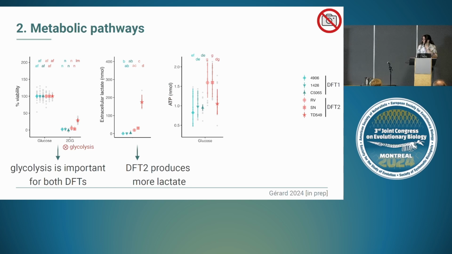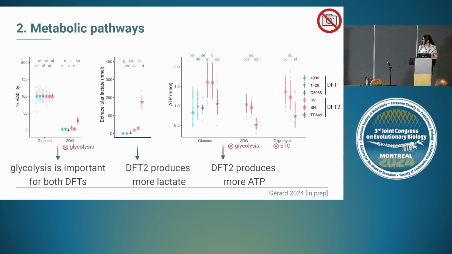And then when looking at total energy production in the form of ATP, we did see that DFT2 produces more ATP than DFT1. And then in order to understand where that ATP comes from, we selectively inhibited those two important pathways, which are glycolysis and the electron transport chain. And we can observe that for DFT2, inhibiting glycolysis leads to a significant decrease in the amount of ATP produced, but not when we inhibit the electron transport chain, indicating that DFT2 probably relies more on glycolysis than on the electron transport chain.